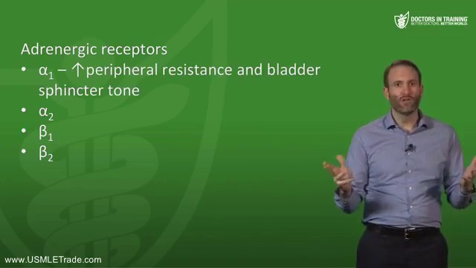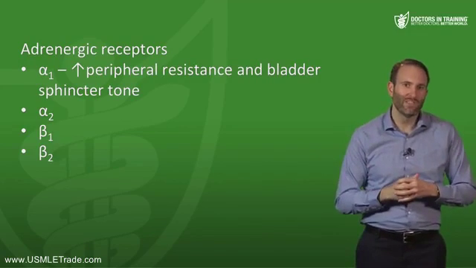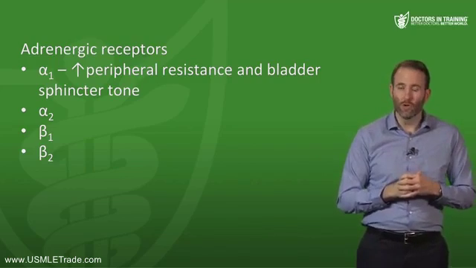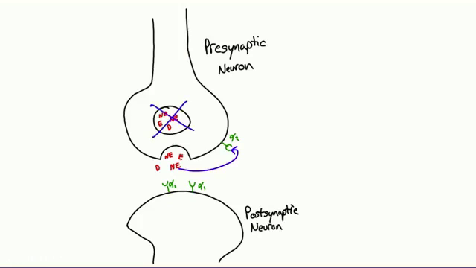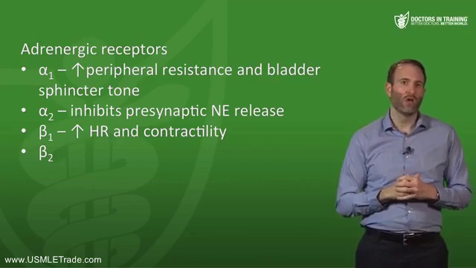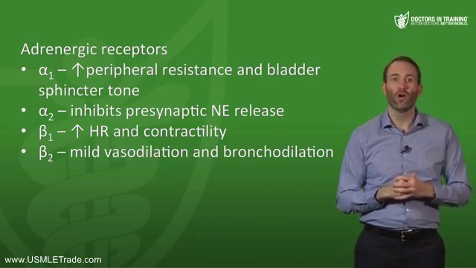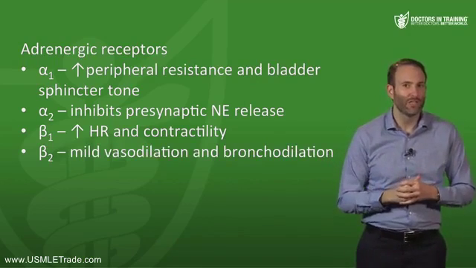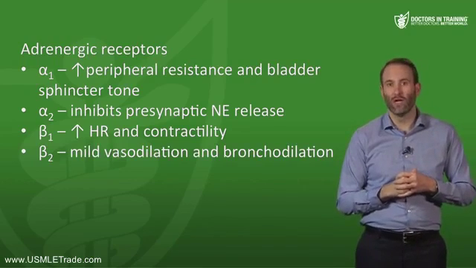Now remember that alpha 1 caused an increase in peripheral resistance and increased bladder sphincter tone. Alpha 2 inhibited norepinephrine released on the presynaptic neuron. Remember, it's causing that negative feedback back on itself. And then beta 1 increased heart rate and contractility. Beta 2 caused mild vasodilation, and then more importantly, bronchodilation.